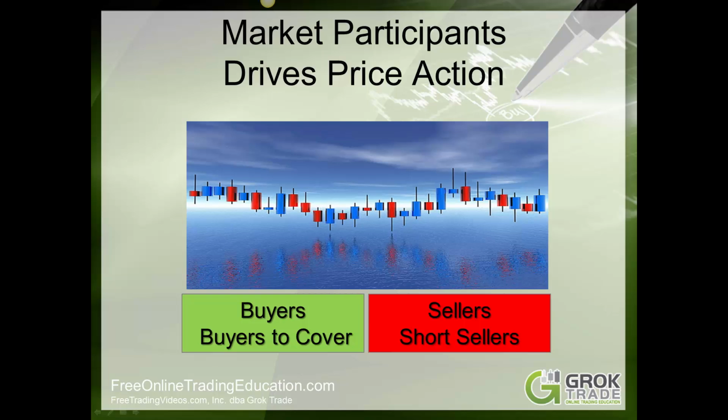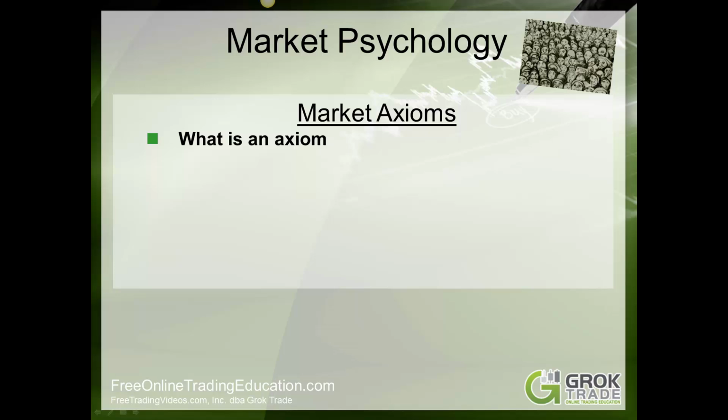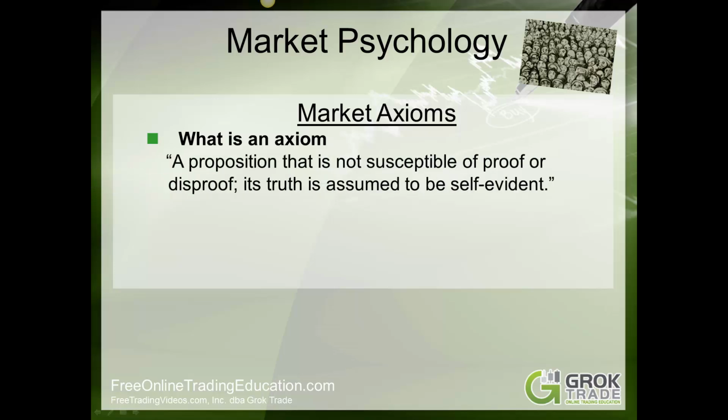It depends on people's beliefs. If more people believe it's going up, it's bullish. If more people believe it's going down, it's bearish. And if it's about equal, well, that's when we have consolidation. Now, there are some market axioms out there. And what's an axiom? It is a proposition that is not susceptible of proof or disproof. It's just a truth. It's kind of assumed to be self-evident.